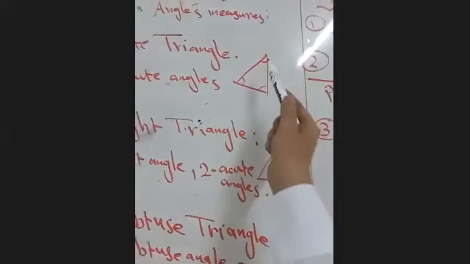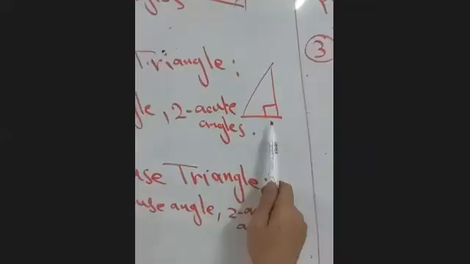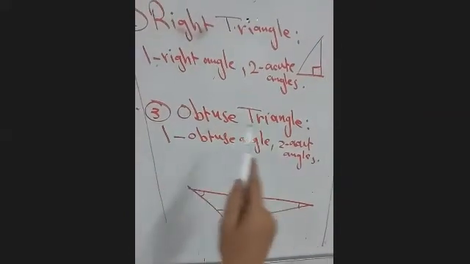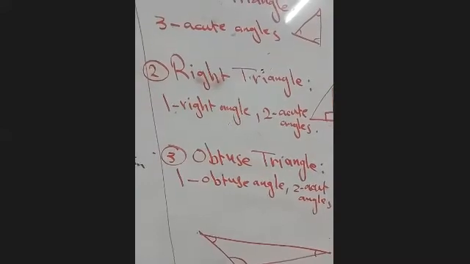Now, in the triangle, if the 3 angles are acute, we call it? Acute triangle. If we have one angle right, we call it? Right triangle. If we have one angle obtuse, we call it? Obtuse triangle. Do you understand them now? Are you sure?